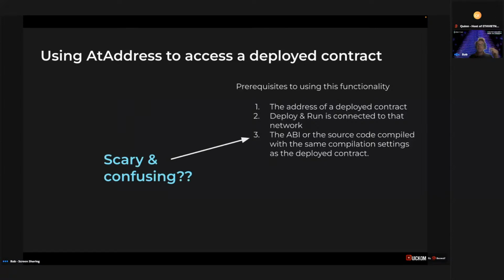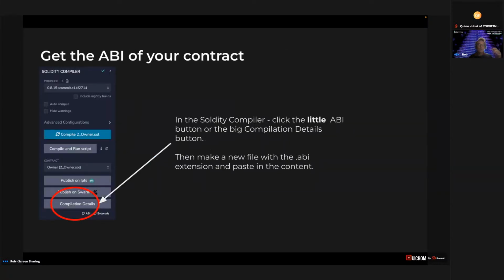It's a little bit confusing because you need to have the ABI or the source code. So it's important. You can get the ABI over here if it's your contract. But if it's a verified contract and you go to Etherscan, you should be able to get the ABI. And here, in the Solidity compiler in Remix, after you have a successful compilation, you can get the ABI, and you can open up the compilation details and see all the metadata of the contract.